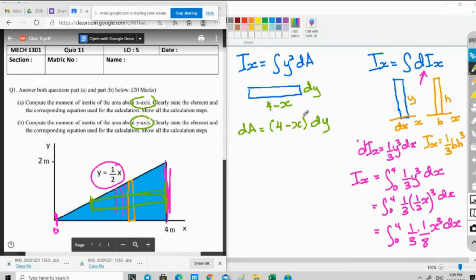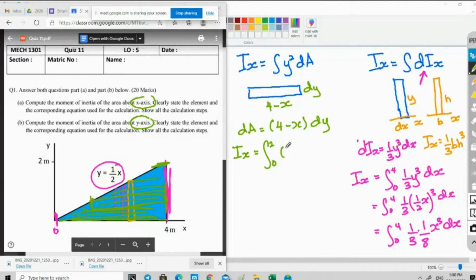It's just base times height, and then this is ready to plug in if you want to plug in straight away. So if you plug in straight away, you get Ix equal to integration. Of course, when you do this, you chop like that. So the first element is 0 down here. Sorry, the maximum limit is 2, so it's from 0 to 2.